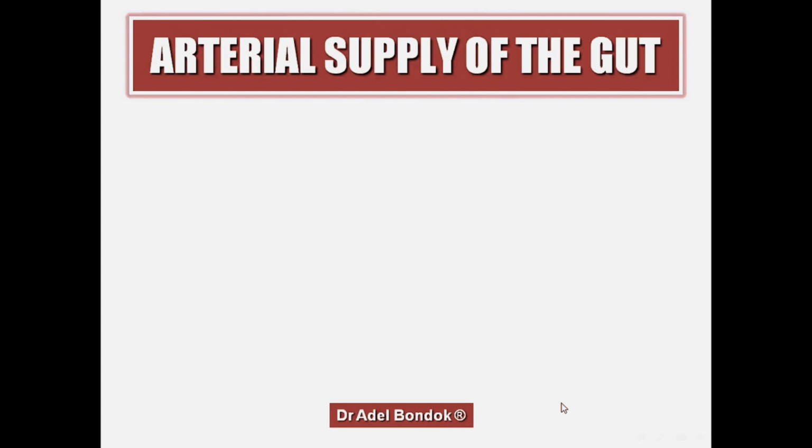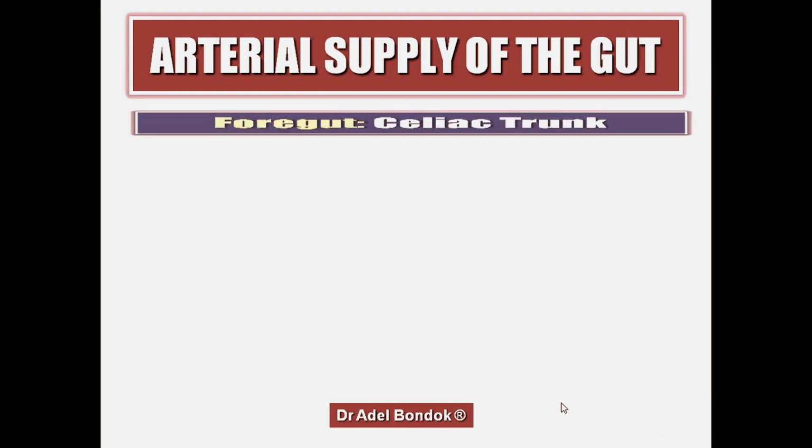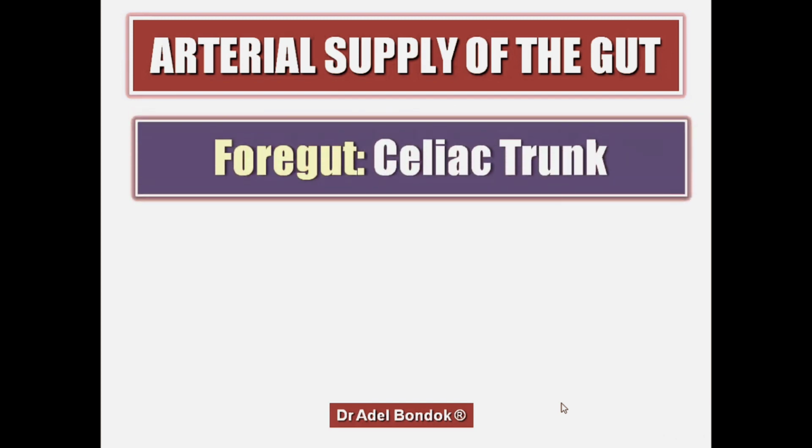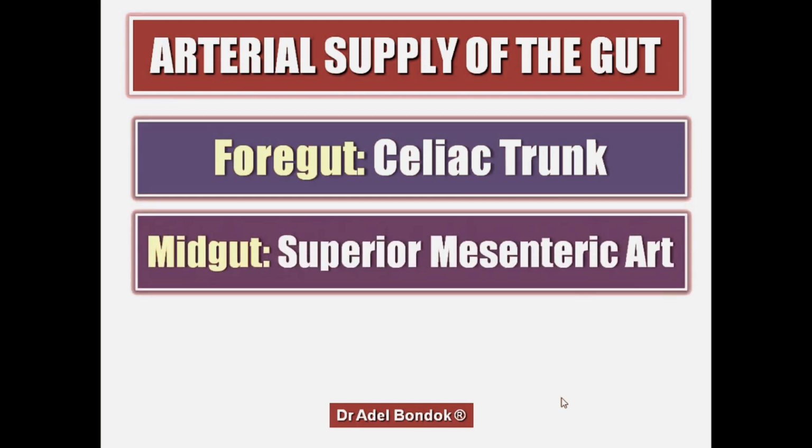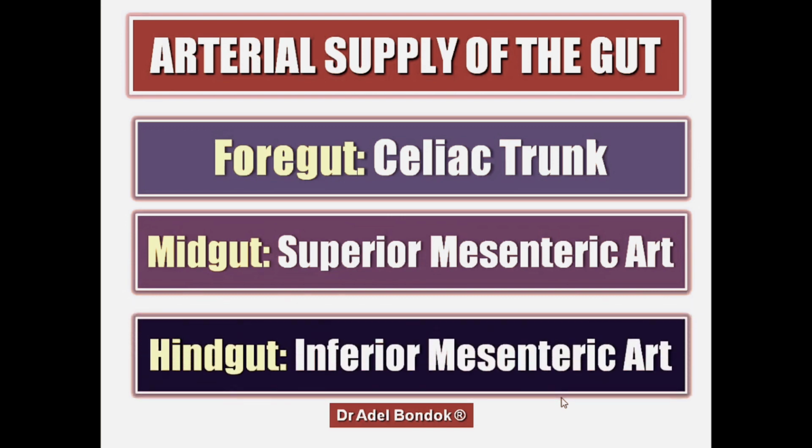About the arterial supply of the gastrointestinal tract. You know that the gastrointestinal tract is divided into three parts: foregut, midgut, and hindgut. Each part has its specific artery that supplies it. The foregut is supplied by the celiac trunk or celiac artery. The midgut is supplied by the superior mesenteric artery. The hindgut is supplied by the inferior mesenteric artery.